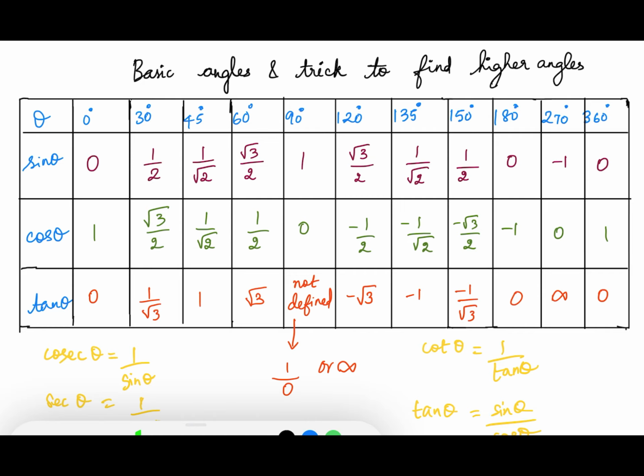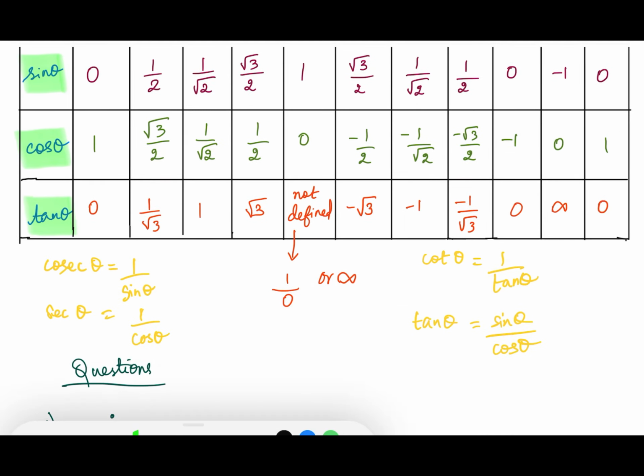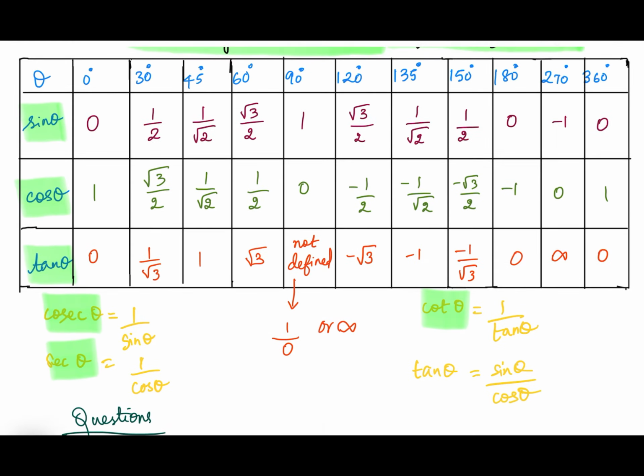In this video, we are going to see how to learn the values of basic angles and the trick to find the values of higher angles. Let's begin. We have sin theta, cos theta, tan theta, and we also have cosecant theta, secant theta, cot theta.